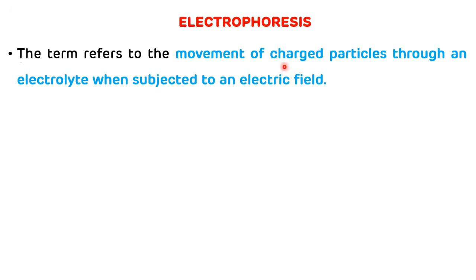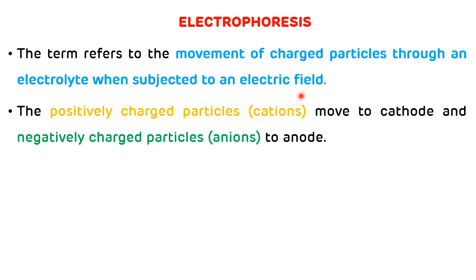First, definition of electrophoresis. The term electrophoresis refers to the movement of charged particles through an electrolyte when subjected to an electrical field. In electrophoresis, positively charged particles, that is cations, move to the cathode side, and negatively charged particles, that is anions, move towards the anode.